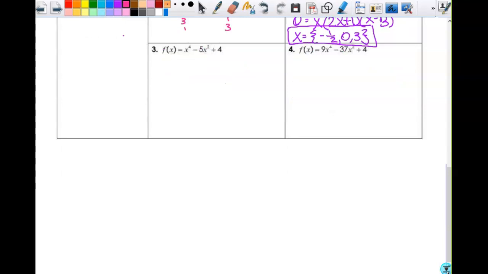All right, so this is a quartic, but does that mean it's going to be complicated to factor? No, I can treat it like a quadratic. So why don't you go ahead and factor this one while I do it, and I just won't walk you through it. Let's see if we can get this one factored.